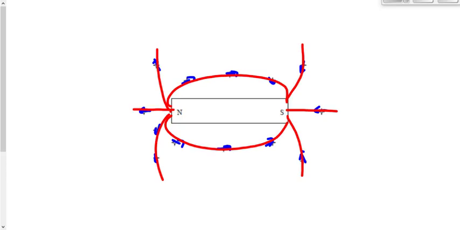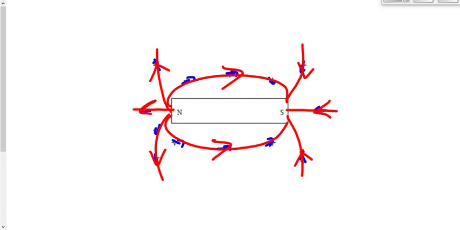You can see that these arrows are pointing like this. They're always pointing away from the north. They're always pointing towards the south pole of the magnet.